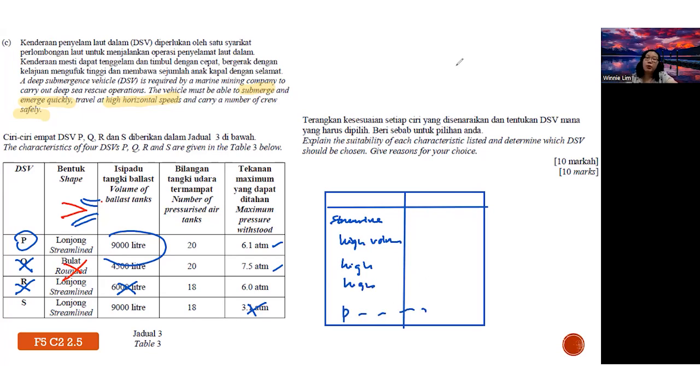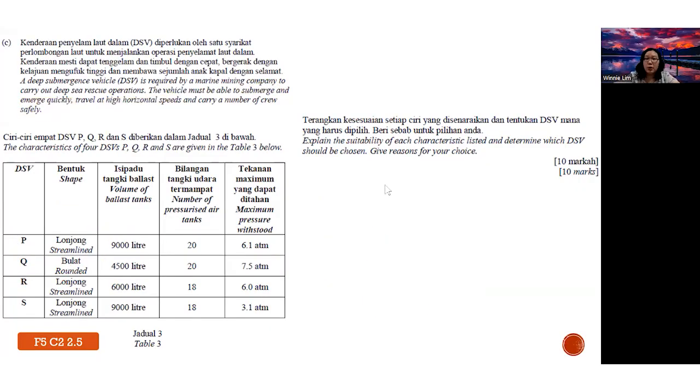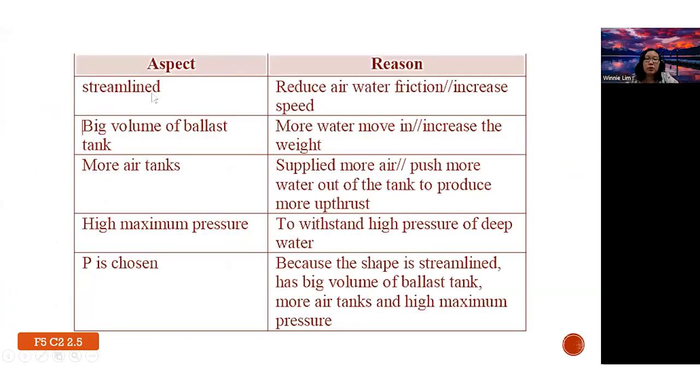So this is the way how you all answer essay questions in SPM. And we straight away go through the answer together. Like teacher mentioned, it's streamlined. Why? To reduce air or water resistance. Then big volume of ballast tank. I think this is a typo. Okay, then more water can move in and increase the total weight of the submarine. Then more air tank, you can supply more air, push more water out of the tank to produce more upthrust.